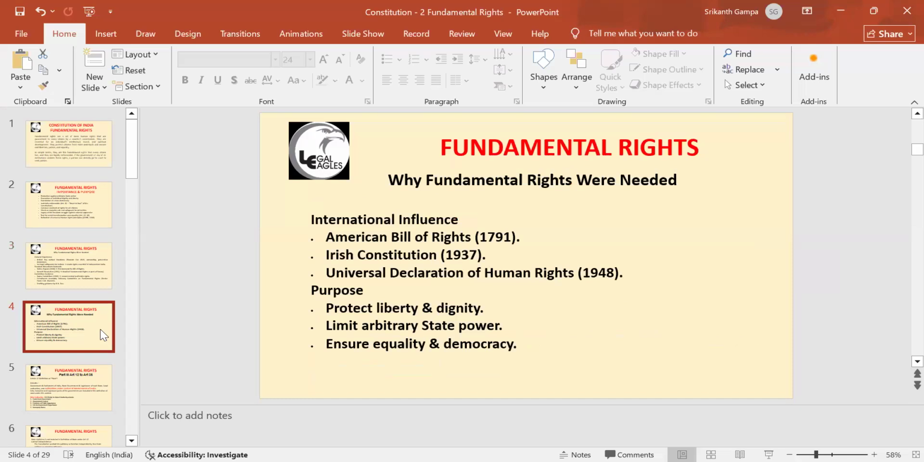Again, I'm continuing the same thing. International influence came from the American Bill of Rights, the Irish Constitution, and the Universal Declaration of Human Rights of 1948. They wanted to protect the human rights of Indian citizens, so they required something in the constitution, in writing, to protect them. So they included those things: protect liberty and dignity, limit arbitrary state power, ensure equality and democracy. For these purposes, they felt there was a need for fundamental rights in writing in the Indian constitution.